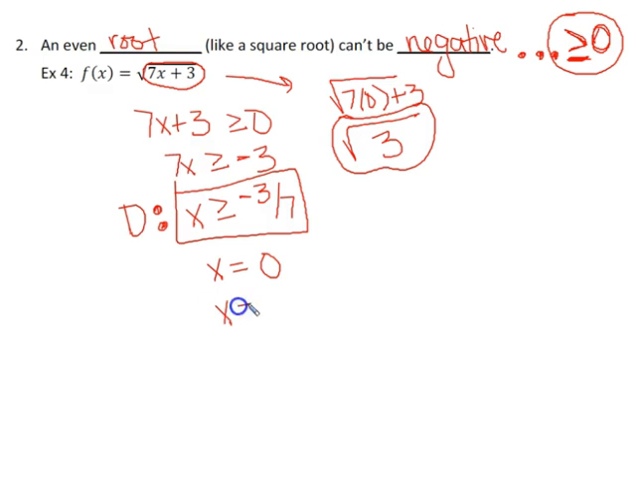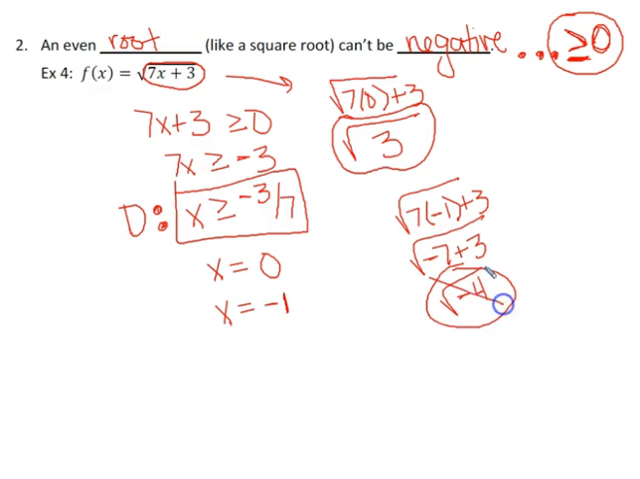But maybe I wanted to try -1, which is definitely not greater than or equal to -3/7. If I put in -1, I get the square root of -7 plus 3, which is actually the square root of -4, which we did on our calculator, and it would not work. So even though this x value is negative, we're concerned about the overall number inside. The overall number cannot be negative. So in this case, domain values greater than or equal to -3/7 would work.